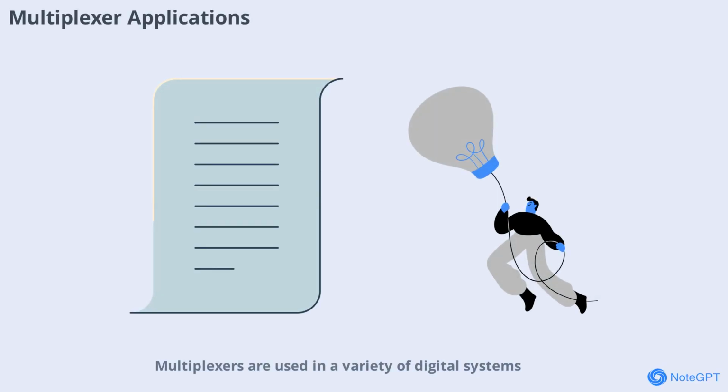Multiplexers are used in a variety of digital systems, including communication networks, memory management, and data selection circuits. Their ability to efficiently route data makes them a cornerstone of modern electronics, enabling complex operations with minimal hardware.